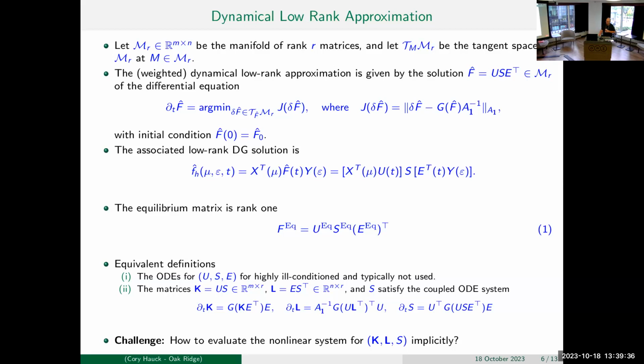Okay. So there are equivalent definitions for this, but how do you actually implement this? You can write an ODE for U, S, and E, but this is typically highly ill-conditioned and not used. Another thing that you can do, which is what we're going to look at here, is a trick that we didn't come up with: I look at these products, K is U times S, L is E times S, and you can show that K, L, S satisfy a coupled ODE system that looks like this. The right-hand side of this isn't all that important. The thing to notice is that it's linear in each one of these variables where the time derivative is, but overall, it's a nonlinear system.